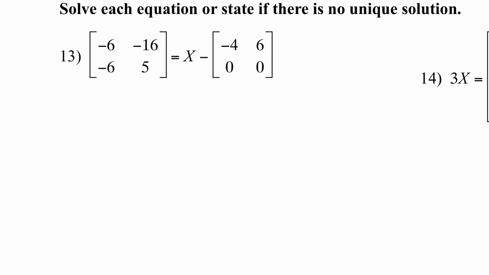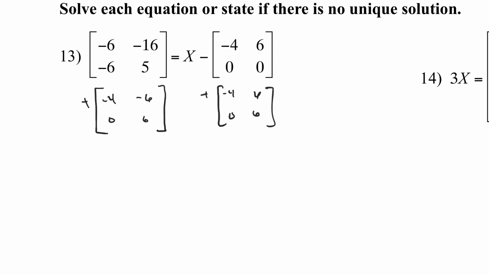Just like you're used to adding and subtracting regular numbers in equations, we're going to be adding a matrix, -4, 6, 0, 0. I'm going to be adding that over here. So when you have matrices that are adding and subtracting, or even scalar multiplication, those are super easy to work out. I'm going to be adding those 2 values together, so we're going to get a solution of -10, -22, -6, and 11 to be matrix X.